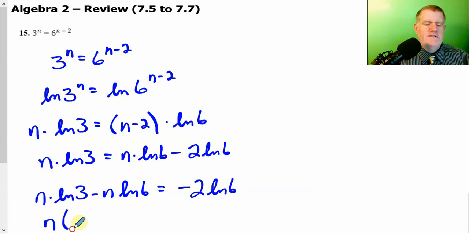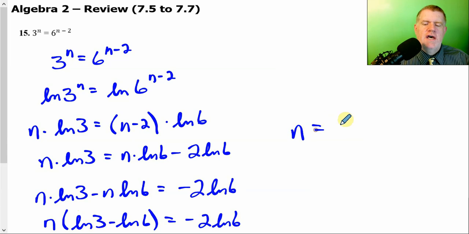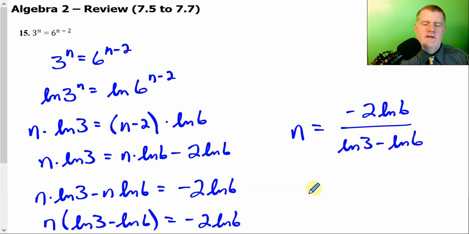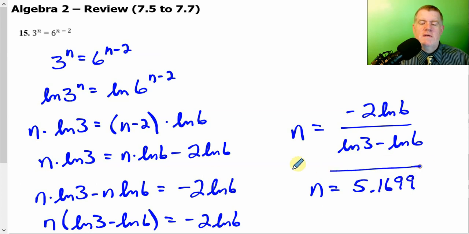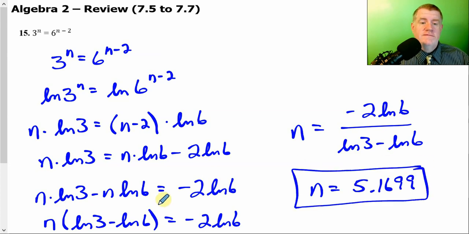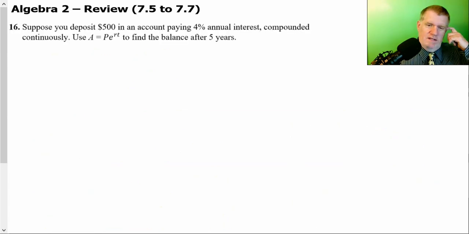They both have n's, so we can factor it out. So I'm going to divide both sides by natural log of 3 minus natural log of 6. Throw that all in the calculator. And that's what we end up getting. All right. Good job, guys. All right, let's put these together again.